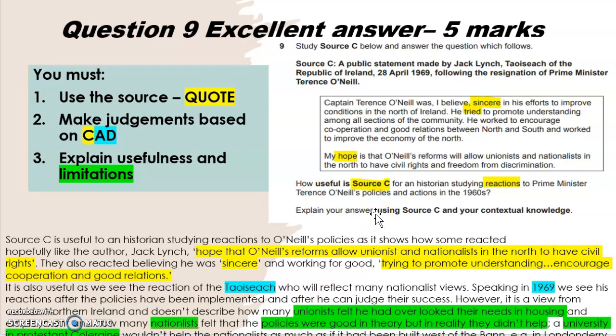And so we have made a judgment. We have said how it's useful and how it's not. We have made reference to the source by quoting, but we have also suggested that it was limited in what it told us about reactions to the policies and the actions, and we've said what we knew about them that the source didn't. There's a lot packed into this answer, and you need to do that to get your 5 marks.